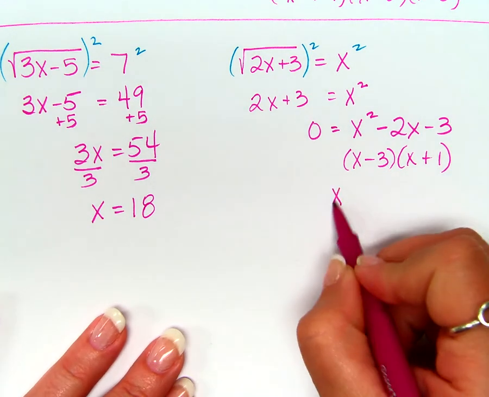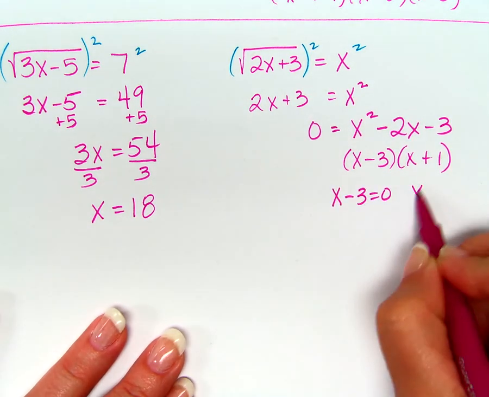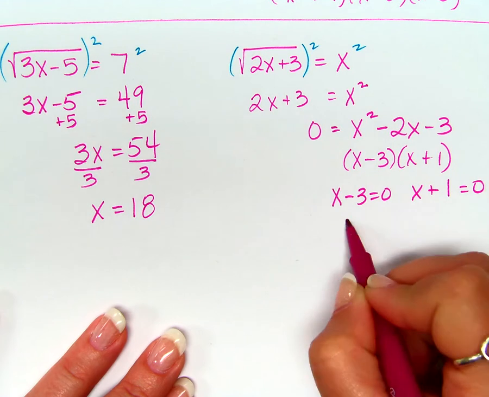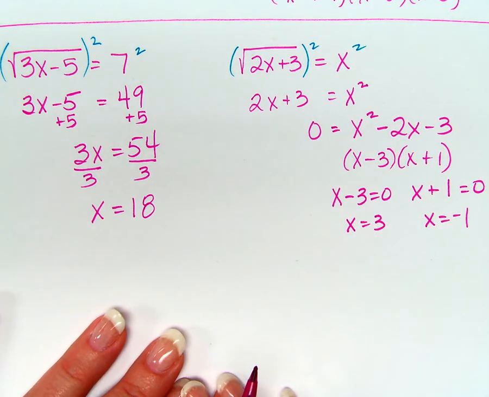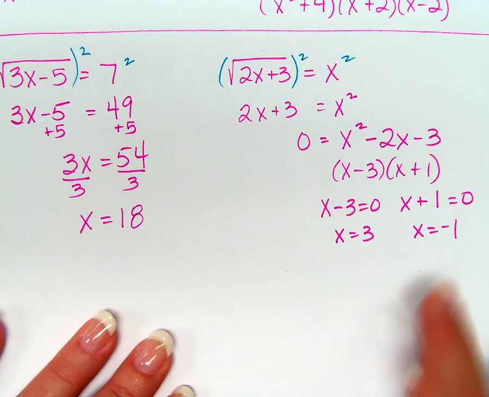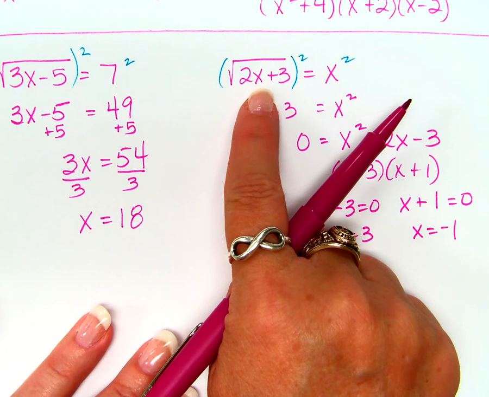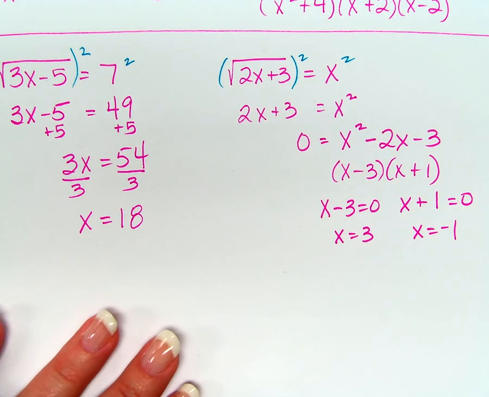So I set each one of these factors equal to 0 to solve for x. So I'd get x equals 3 and x equals negative 1. And then just to make sure, I've got to put them both back into the original equation to make sure that they both work, right? Is it possible that they both work? Yes. Is it possible that only one of them works? Yes. Is it possible that neither one of them works? Yes. So I have to make sure, okay?